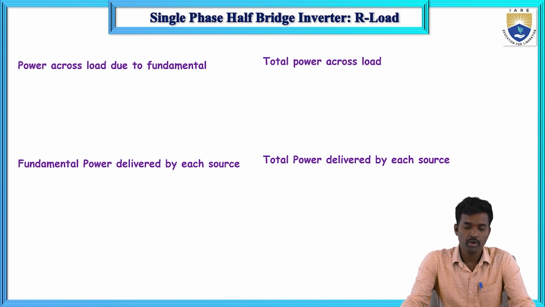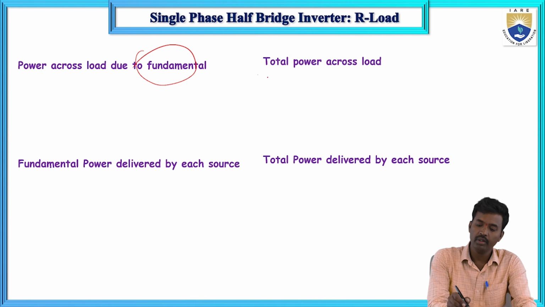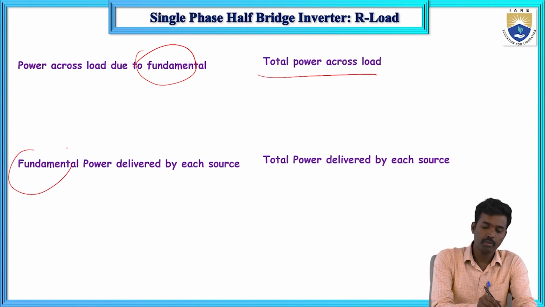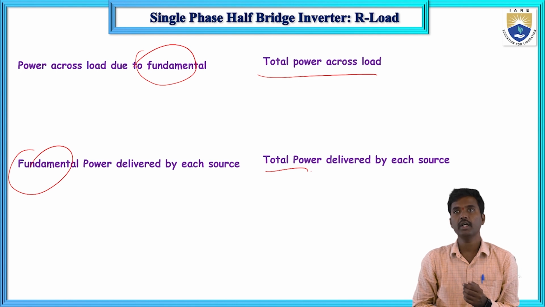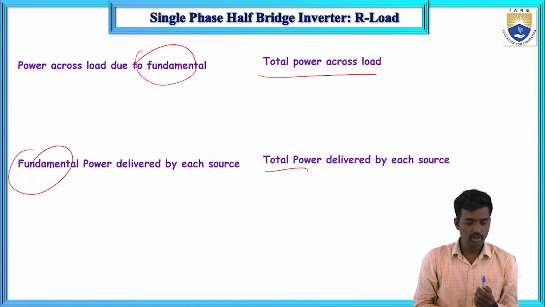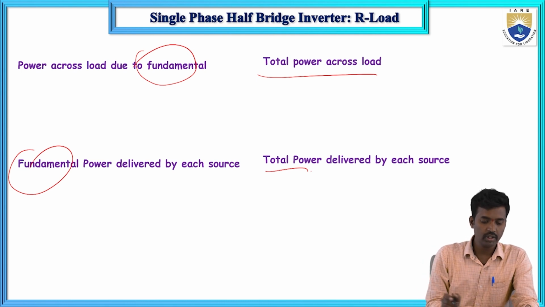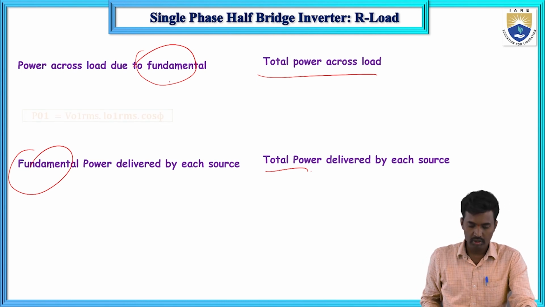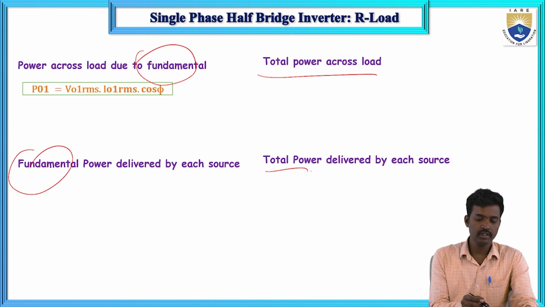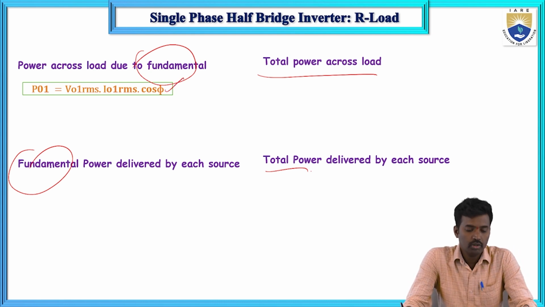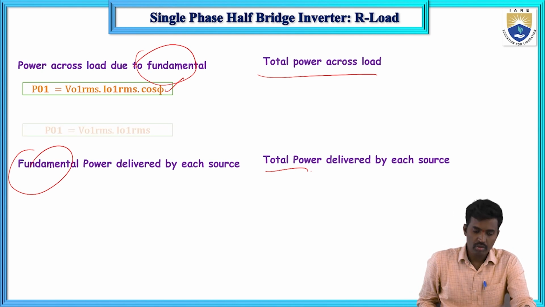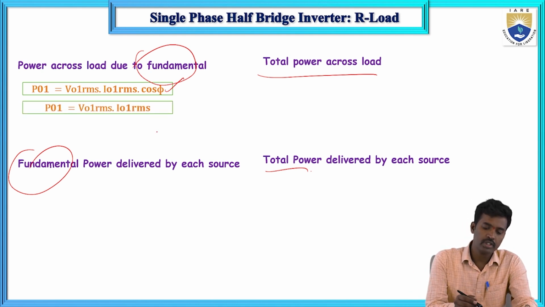And now the fundamental power across the load due to the fundamental. Here we have the total power. So we consider the power due to the fundamental and the total power delivered by each source, and the power across each load. The first one is the power across the load due to the fundamental, with cos phi. So P01 equals V01 RMS into I01 RMS cos phi.